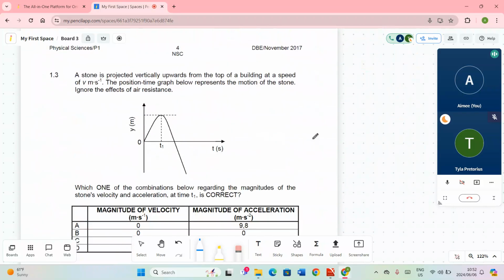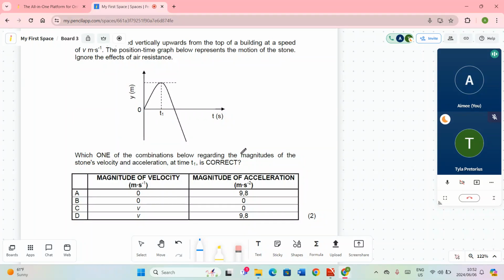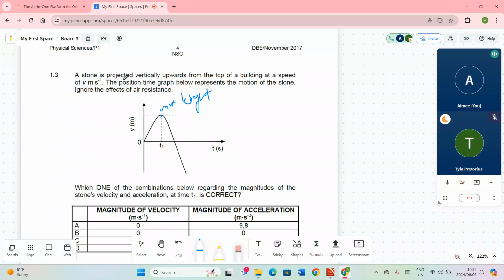Okay, moving on. So 1.3, a stone is projected vertically upwards from the top of a building at a speed of v meters per second. The position time graph below represents the motion of the stone. Ignore the effects of air resistance. Okay, it says which one of the following combinations below regarding the magnitudes of the stone's velocity and acceleration at time t1 is correct. So time t1, as you can see, is showing you the maximum height of this projected stone. Okay?